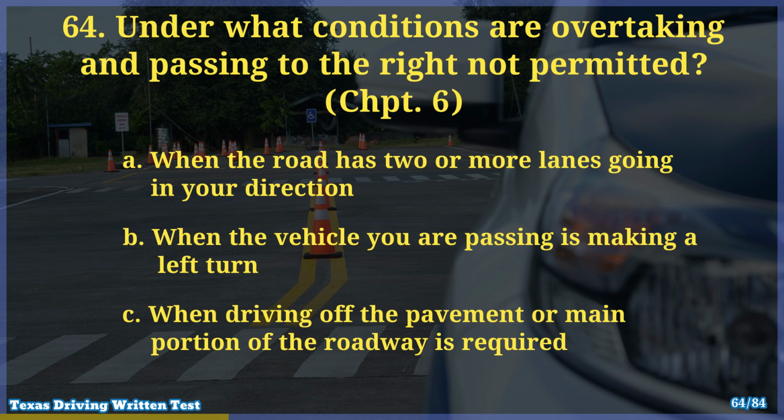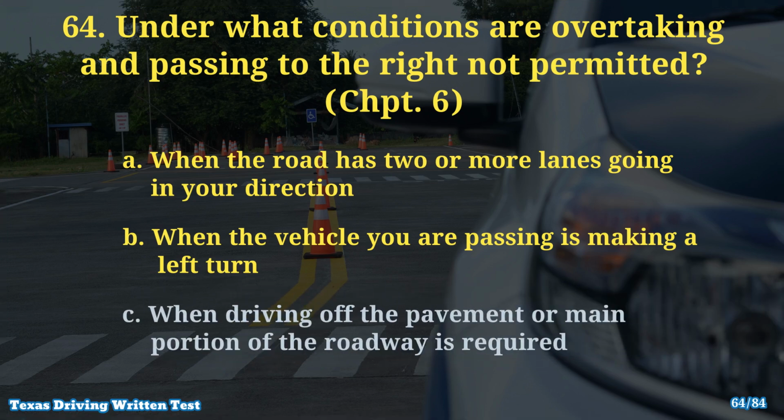64. Under what conditions are overtaking and passing to the right not permitted? A. When the road has 2 or more lanes going in your direction. B. When the vehicle you are passing is making a left turn. C. When driving off the pavement or main portion of the roadway is required. Answer is C. When driving off the pavement or main portion of the roadway is required.